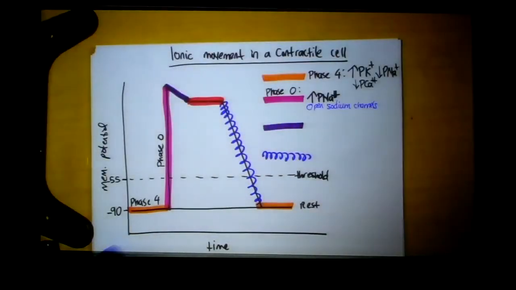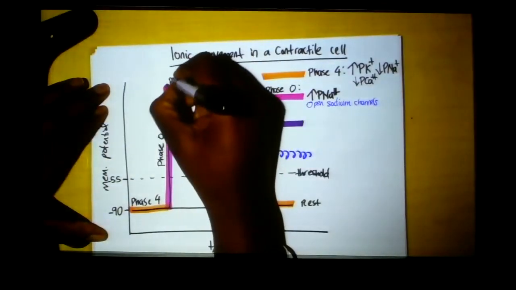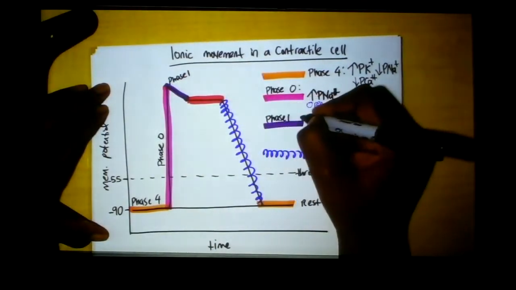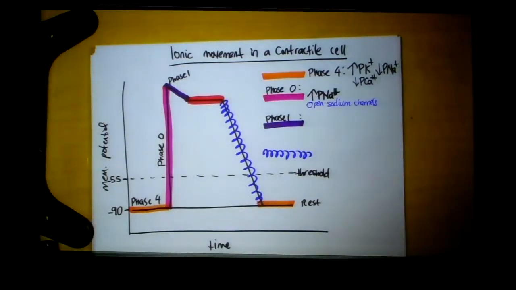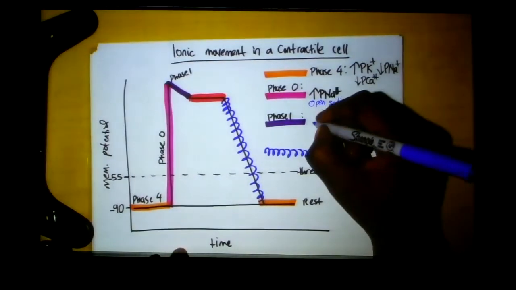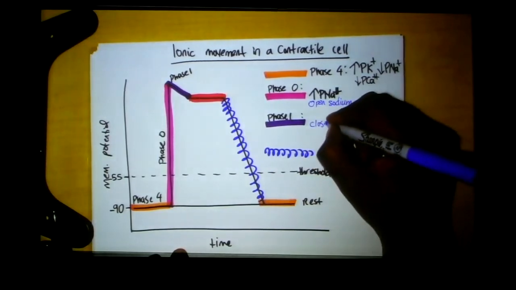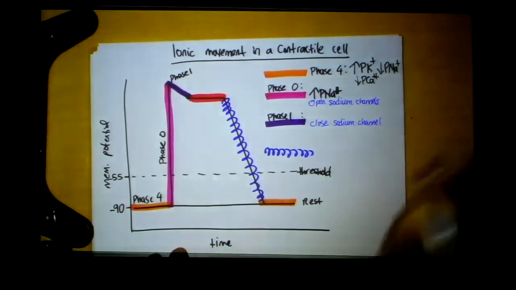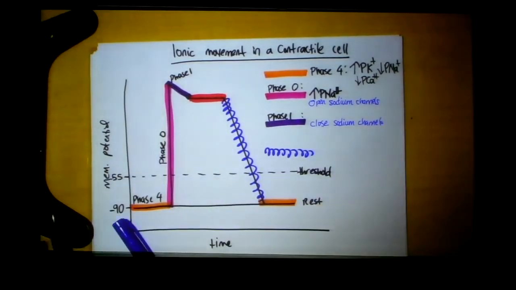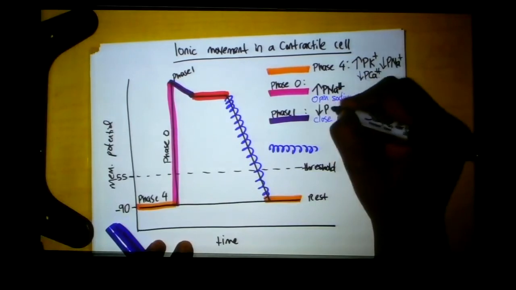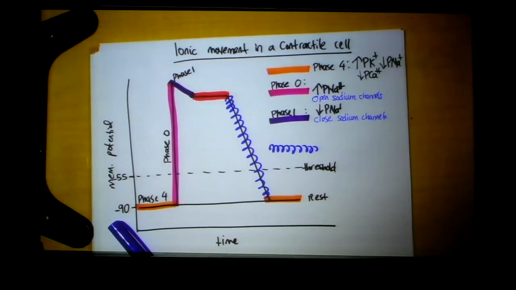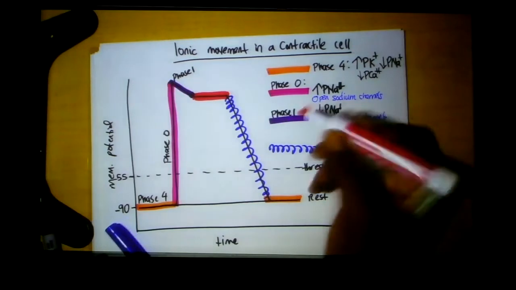All right. The second part of this is phase 1. And what happens here is just the opposite of phase 0. So we close that sodium channel. And so simply we decrease our permeability to sodium. Okay. Right. I missed one of these.